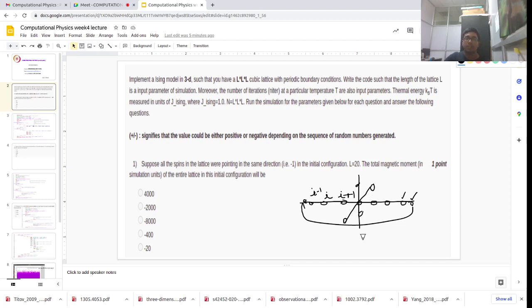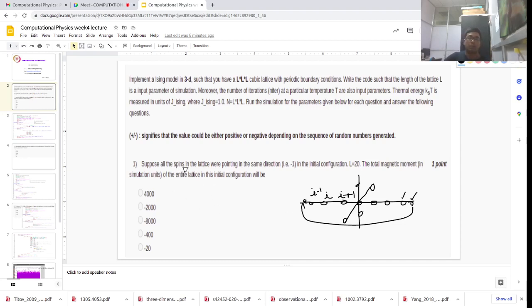So in three dimensions, each lattice site will have 6 nearest neighbors, and for those 6 nearest neighbors you will basically have 3 dimensions, and along each dimension you have to incorporate the periodic boundary condition such that the termination points at each direction follow the periodic boundary conditions. And therefore you can write this code in such a manner that you will consider 6 nearest neighbors for each of the lattice sites. So let's come to the first question.